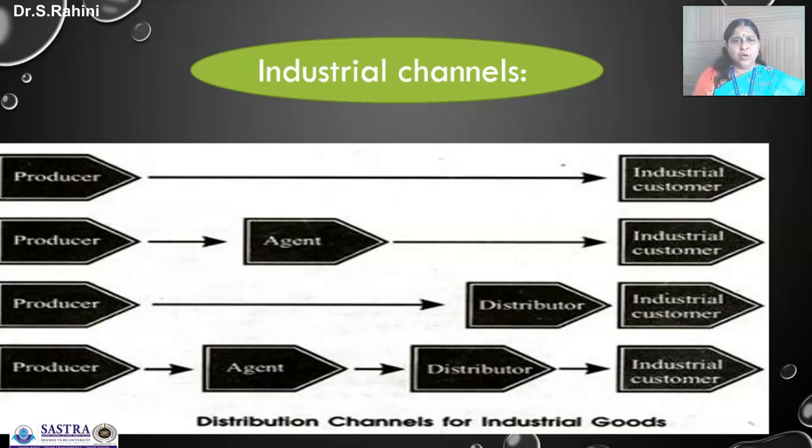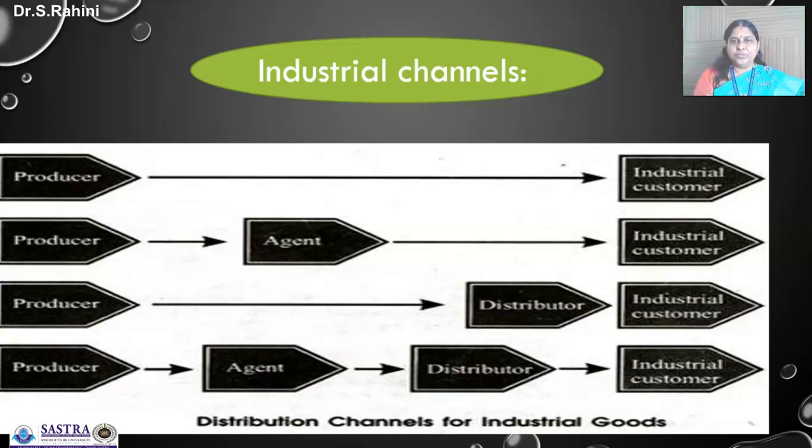Then the models available in the industrial channels. Here also you can use the four models. One is the producer directly selling the materials to the industrial customers. Most Indian industrial owners rely on this model. They will not believe in any agents. They directly want to procure the material from the producer who is manufacturing it.